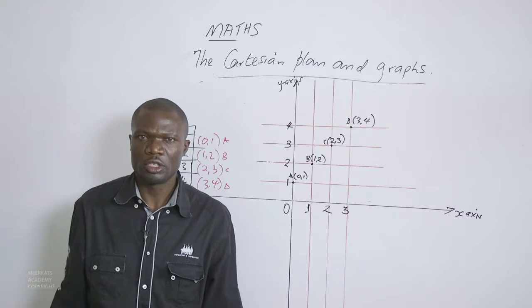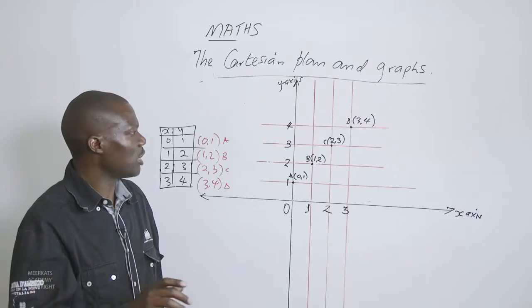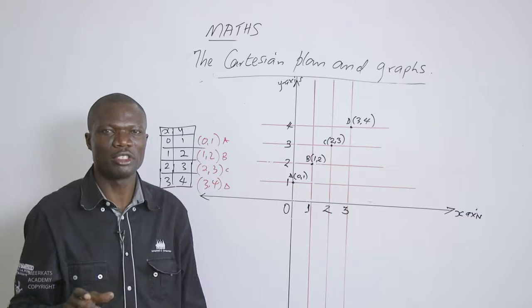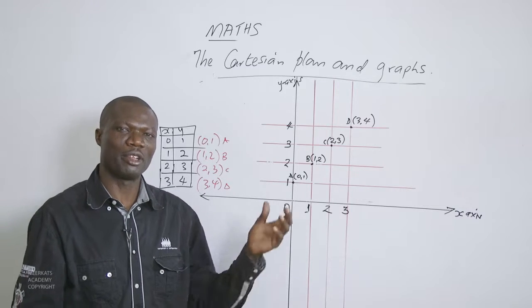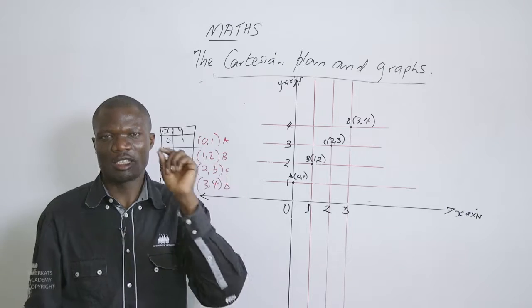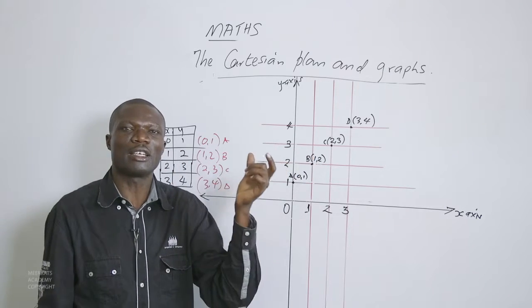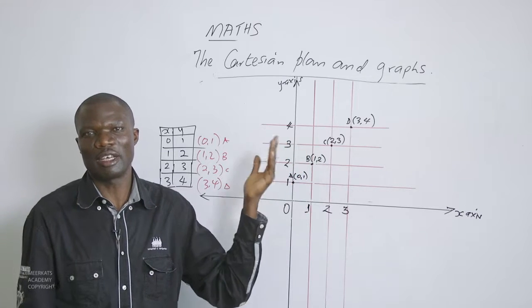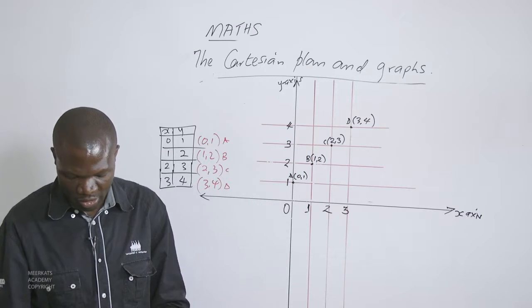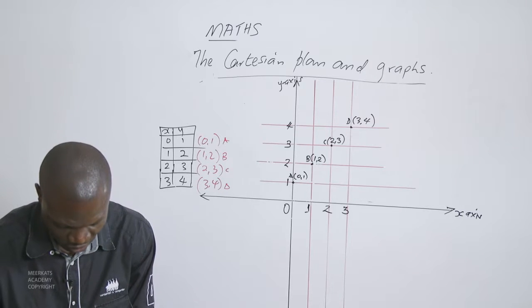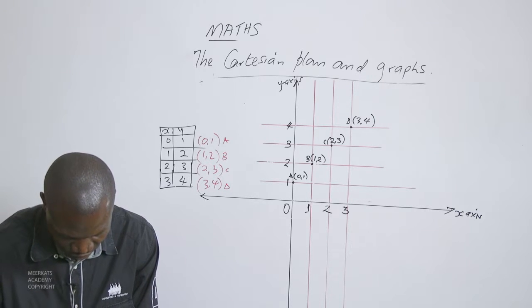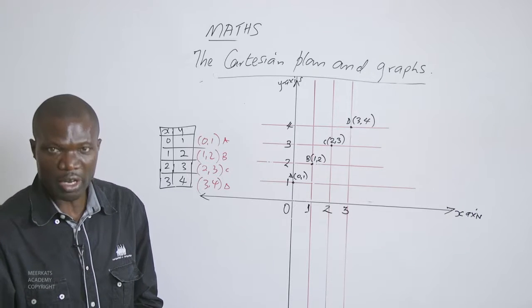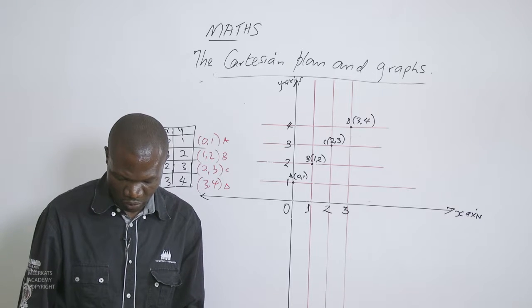Now, I want to say this. It is not always that we must have a table of values so that we can come up with a Cartesian plane. Sometimes we can have a Cartesian plane and then give the coordinates, and from the coordinates we identify what was the rule governing that particular table. Now, from this, I want us to answer the following question.